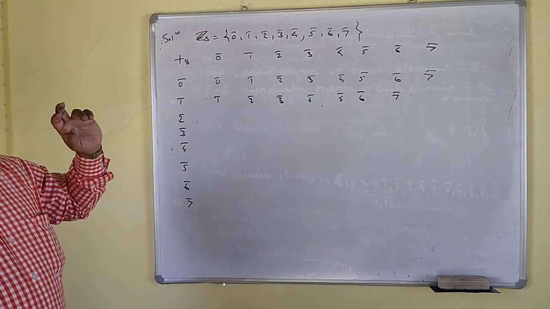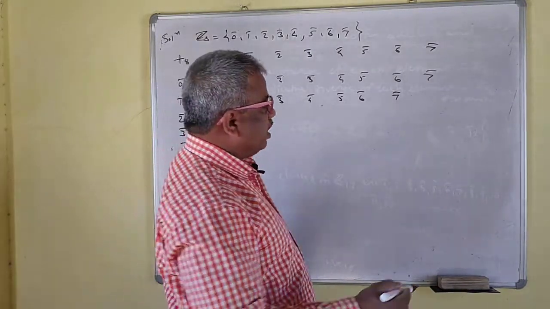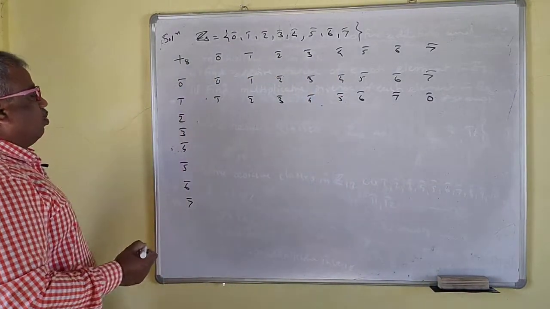But we are in Z8. So 8 bar is nothing but... divide 8 by 8, and what is the remainder? It is 0. 0 is the remainder because 8 is a multiple of 8. Okay. Now 2 bar.